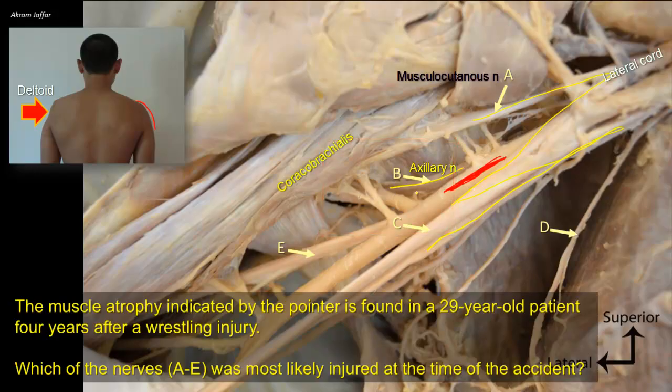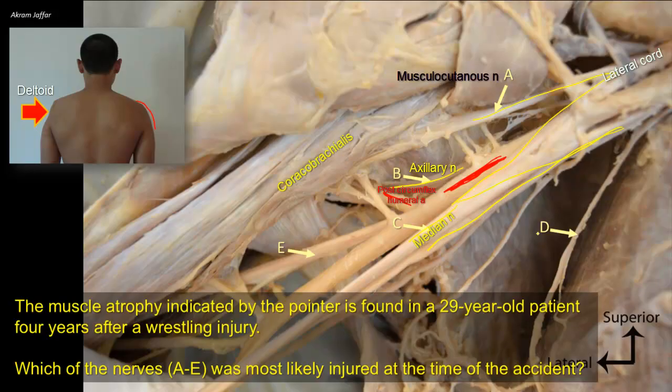It arises from the posterior cord of the brachial plexus, leaves the axilla through the quadrangular space, and is accompanied by the posterior circumflex humeral artery from the third part of the axillary artery. The other branches here, C is the median nerve, and as you can see, if you relate it to the M, these are the lateral and medial roots of the median nerve, so C is the median nerve.